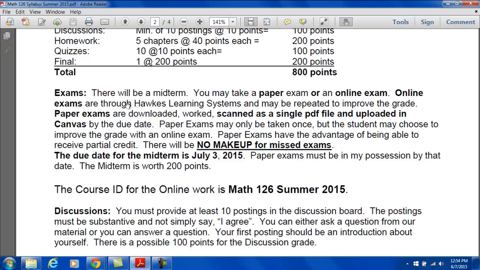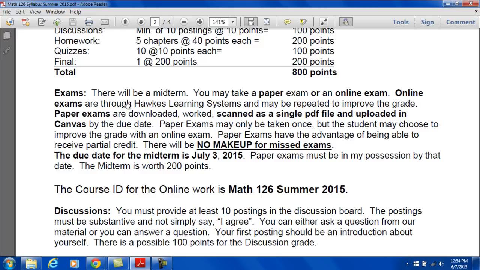So if you have a problem with doing that, you can always go to one of the campuses. They can scan your exam and make it a PDF and send it right to me from the copier. It's real simple. So if that's a problem for you, feel free to go to one of the campuses and have help. Paper exams may only be taken once, but the student may choose to improve the grade with an online exam. Paper exams have the advantage, though, of being able to get partial credit where the online exams cannot get partial credit. The due date for the midterm is July 3rd, 2015.